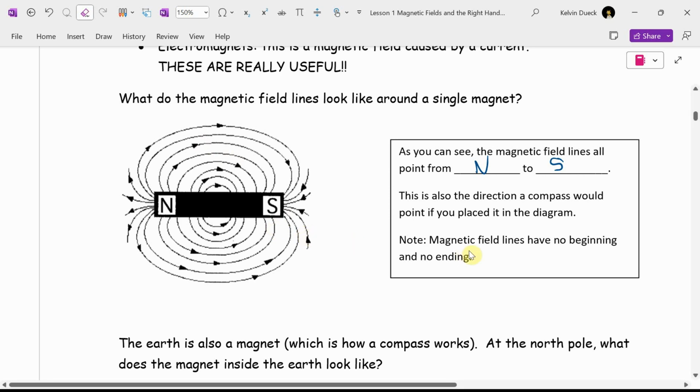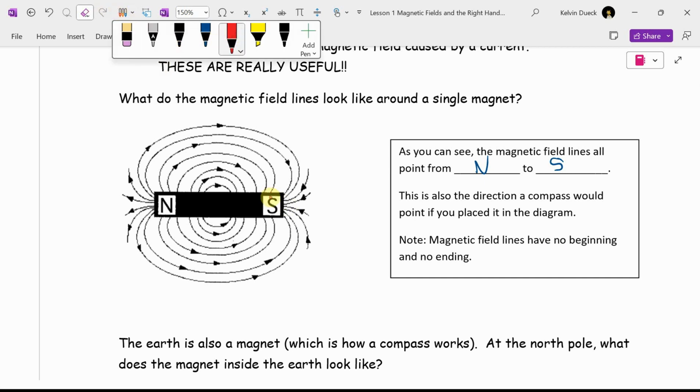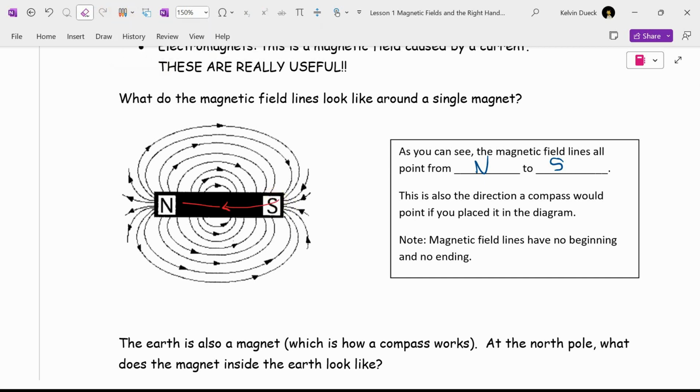Another note, magnetic field lines have no beginning and no ending. Unlike electric field lines, which came to a stop on a charge, magnetic field lines, if you ask me, technically inside the magnet, they continue. Don't write this down, but they continue going that way. They're not circular. I don't want to call them loops, but they are connected. They're a closed path. Okay.